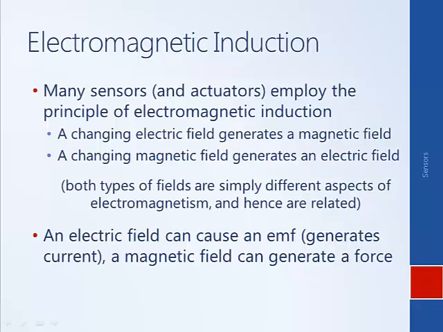And this is often the basic principle that sensors use, while a magnetic field can be used to generate a force, and this is often the principle that's used by actuators. One reason this property is so nice is because it's non-contact, and the usefulness will become more clear shortly as we discuss a few specific examples.